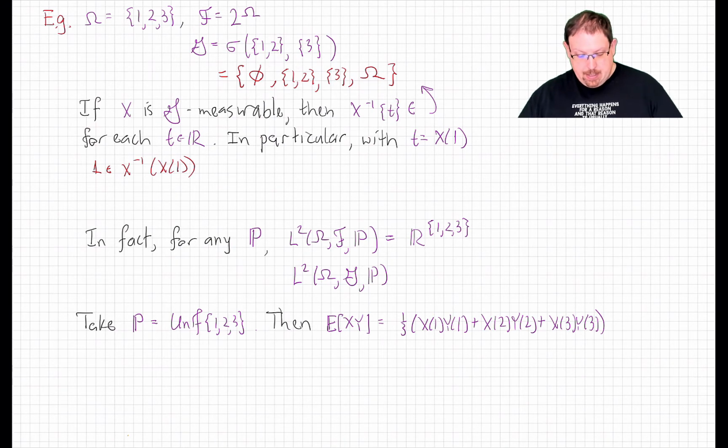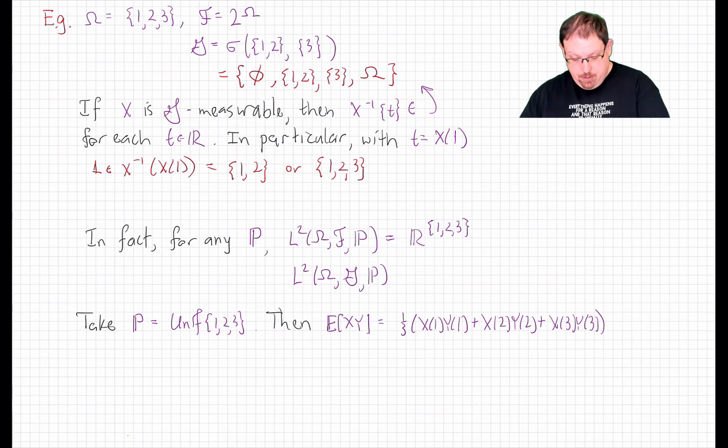So that means that this has to equal either {1}, {2}, or the whole set {1, 2, 3}. But what does that mean? Well, if it's equal to this one, it means that x(1) equals x(2). And if it's equal to this one, it means that x(1) is equal to x(2) is equal to x(3).